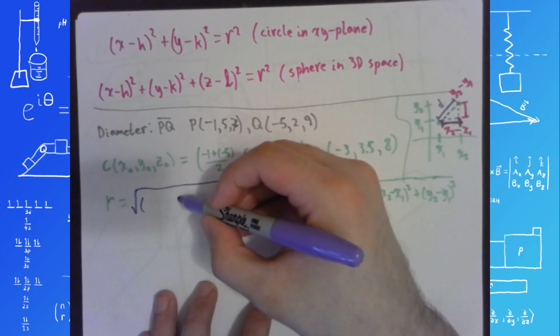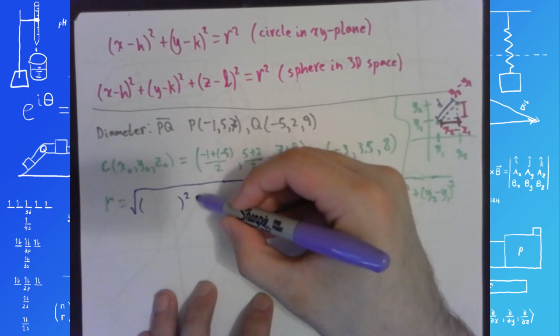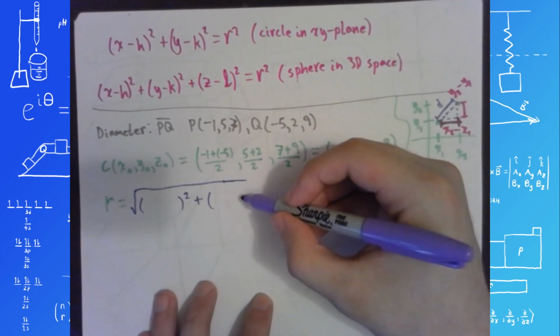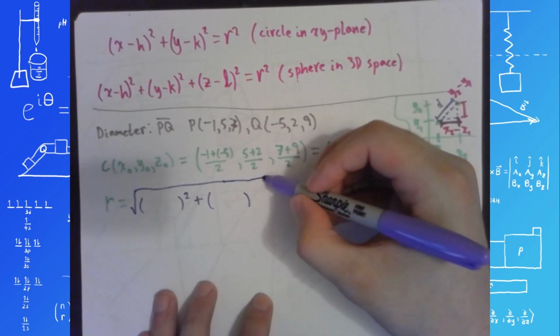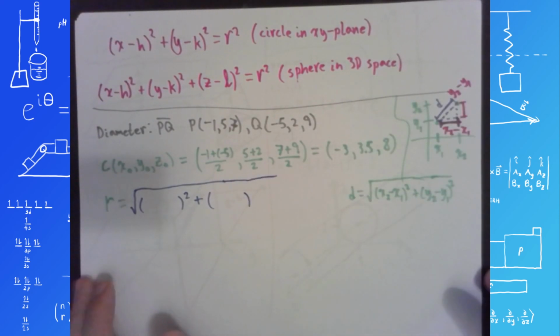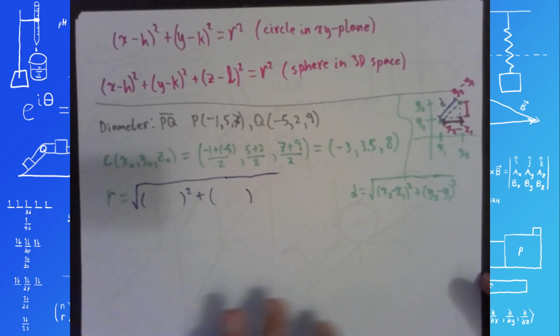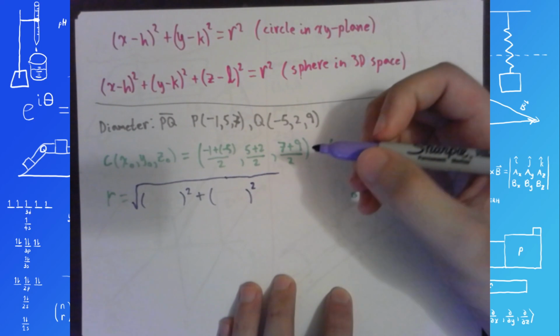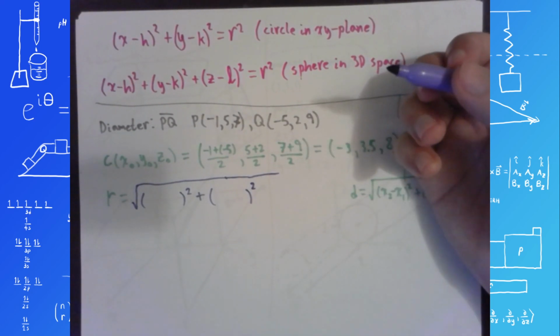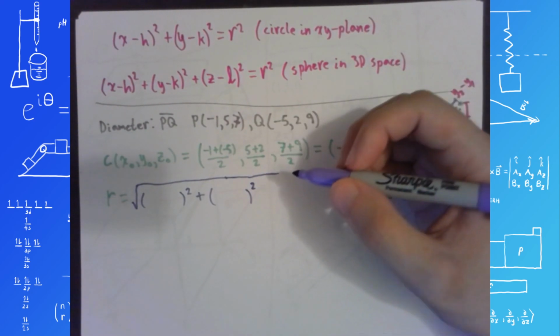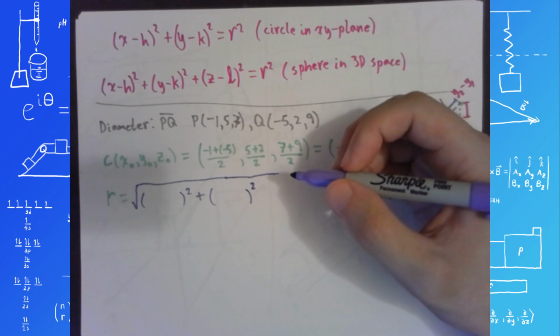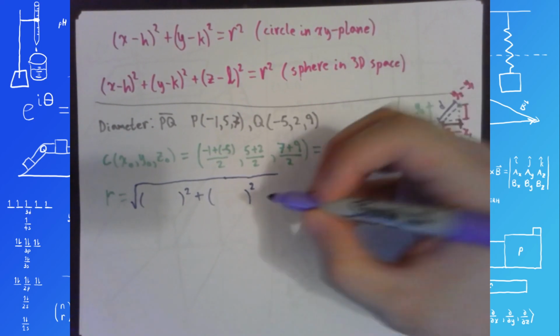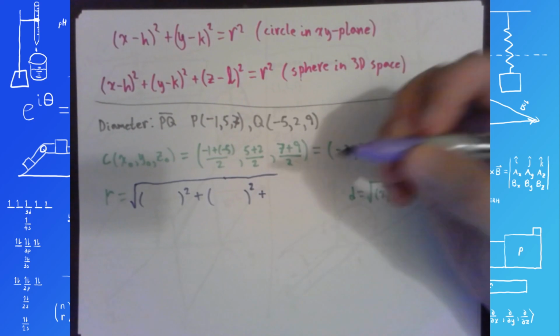So x2 minus x1 squared plus y2 minus y1 squared. Or you could do y1 minus y2 squared. It doesn't matter which one is subtracted from which, because if you're squaring it, it's going to come out positive either way. If you reverse the order of subtraction, you don't change the magnitude, you only change the sign, and the sign isn't going to matter because you're squaring it anyway.